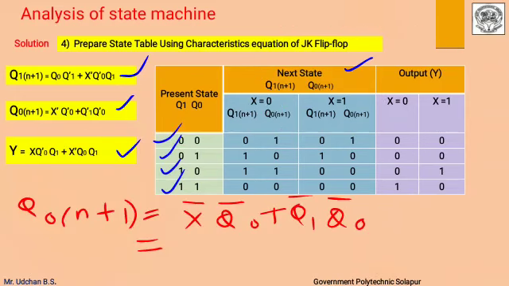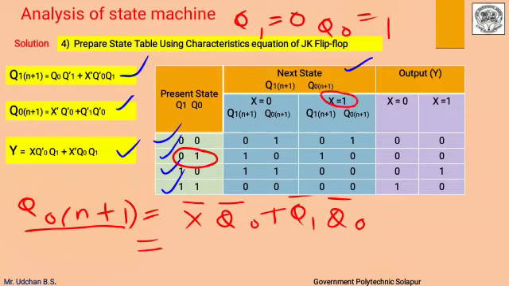Similarly, I will show you another calculation. We will find Q0(n+1) by considering this state 01. So the value of Q1 will be 0, Q0 will be 1, and we will consider X as 1. So put these values in the equation.